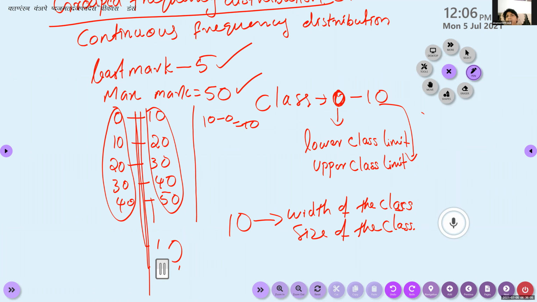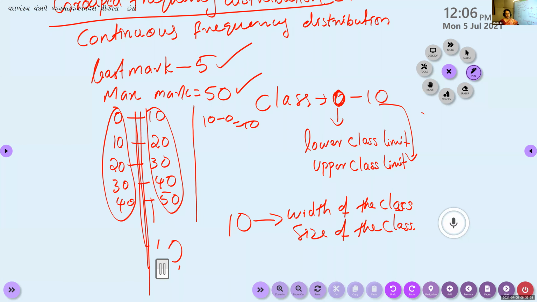Ma'am, I understand the continuous frequency distribution. I'm explaining that. Listen to my class. I'm saying the same thing. So first of all, find out the least value and highest value. In the given question, these are the marks obtained by 60 students of a class. Some of them got 5, so the least mark is 5, and the highest mark is 50. In between this 5 and 50, there are so many marks.